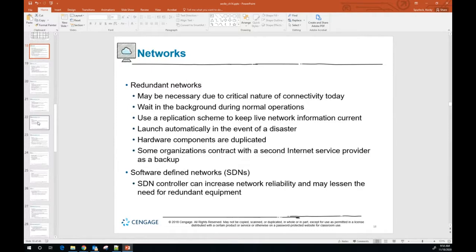We can also set up redundant networks. These may be necessary due to the critical nature of connectivity. What they do is wait in the background during normal operations. They use a replication scheme to keep live network information current, and they will launch automatically in the event of a disaster. The hardware components for these are duplicated.